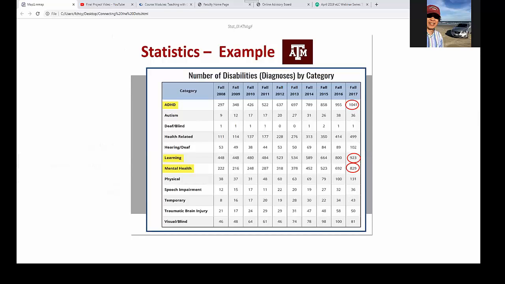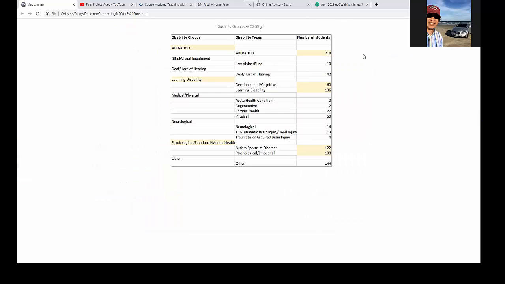How about Collin College? This is from the Access Office. Now, the categories are very similar, and I highlighted myself to compare: ADHD 218, learning disability and developmental and cognitive disability about 200 together, and then physical, emotional, and mental health also a bigger number. And the others, 144. Actually, that was revised later on to more than 800.